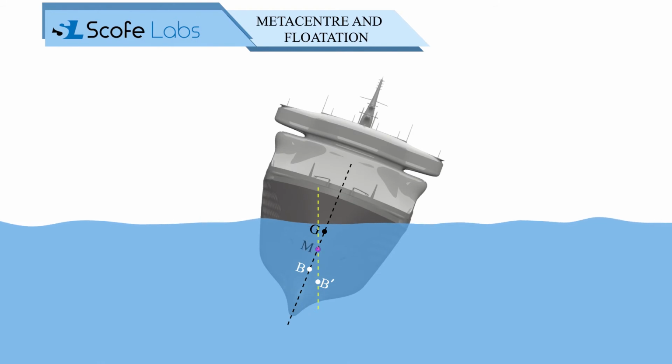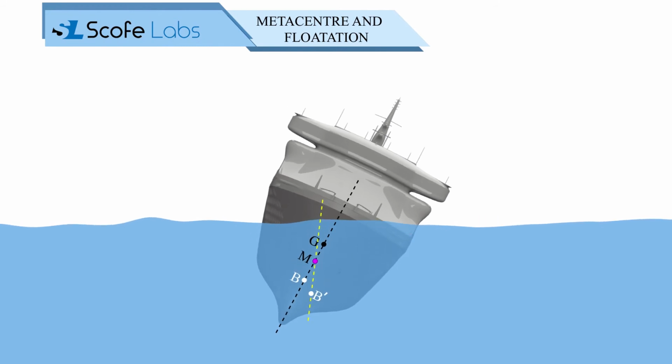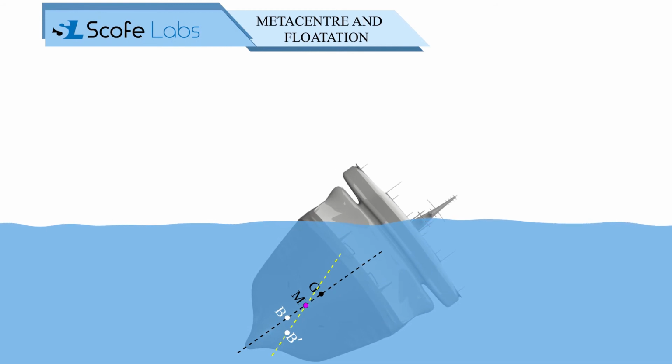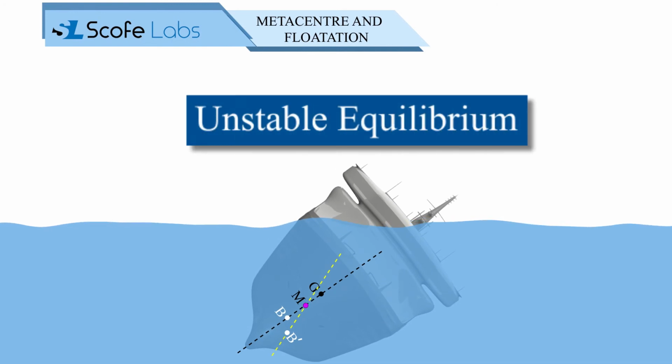Now, when the metacentre point is below the center of gravity G, an overturning couple is formed by the buoyant force and weight of the body, which tends to sink the body from its original position. Thus, the body is said to be in unstable equilibrium.